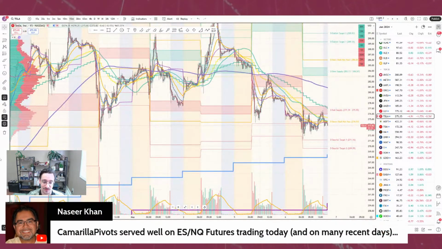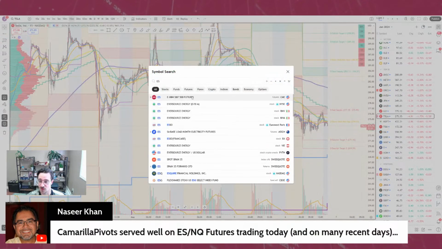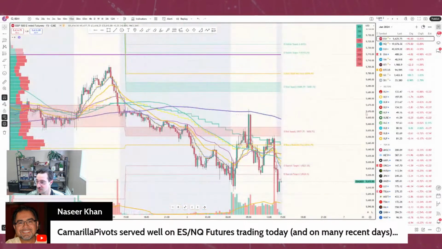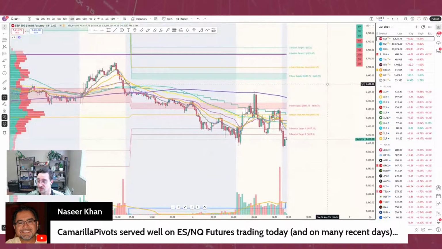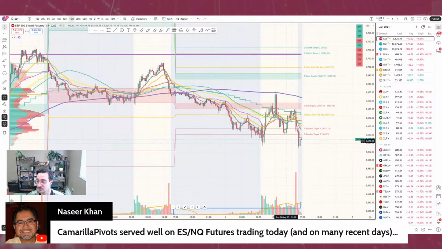Let's see. Camarilla pivots served well on ES and NQ futures trading today. Absolutely, man. Let's take a look at that. This used to be one of the only indicators I used, essentially Camarilla pivots. So good for downside targets today. Overswept a little bit.